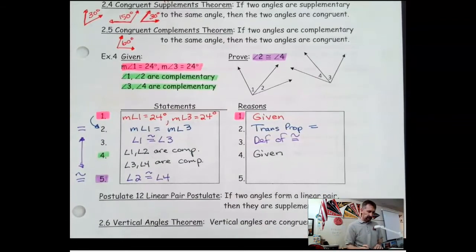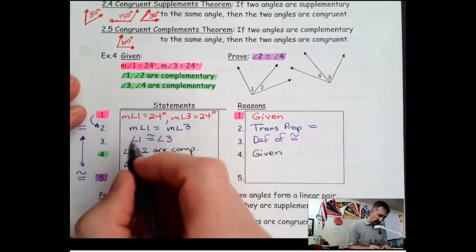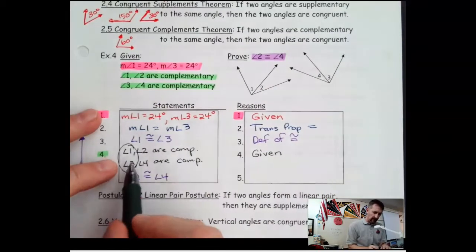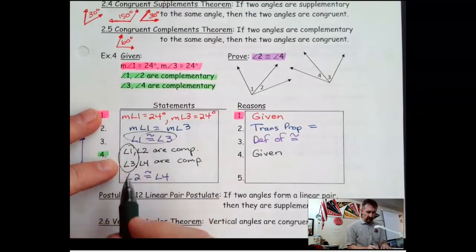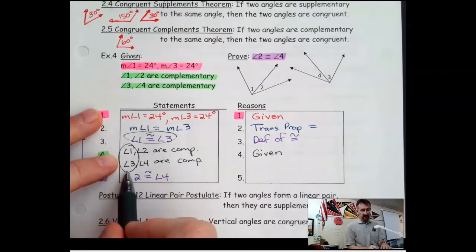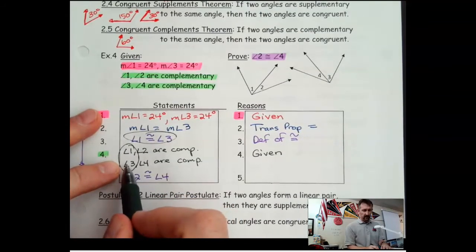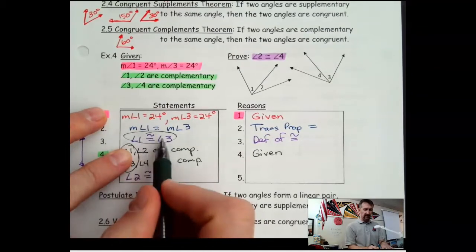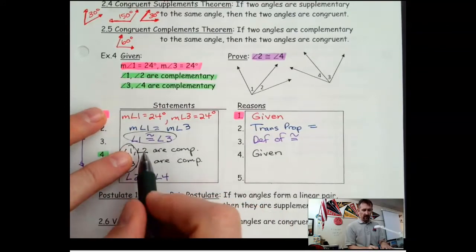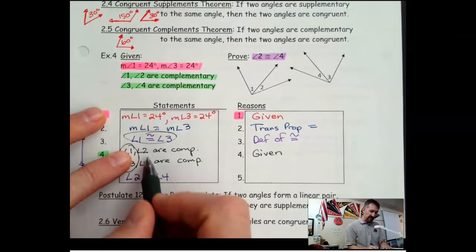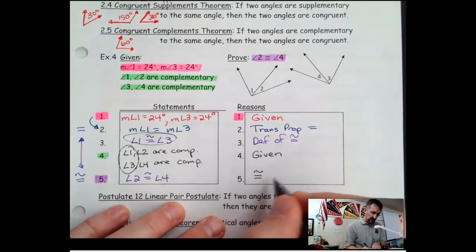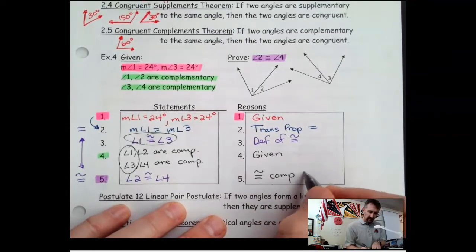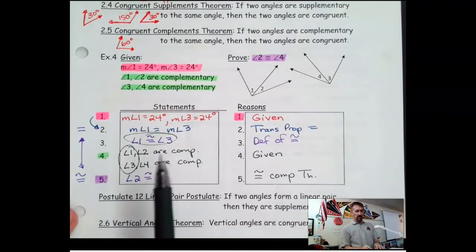So, if we take the fact that 1 and 3 are congruent, then that means that these two are the same size. So if 2 is complementary to 1 and 4 is complementary to 3, but 1 and 3 are congruent, they might as well be the same thing since they're congruent to each other. So since they're both complementary to the same size angle, that must mean they're congruent to each other. And that's the congruence complements theorem. Okay?